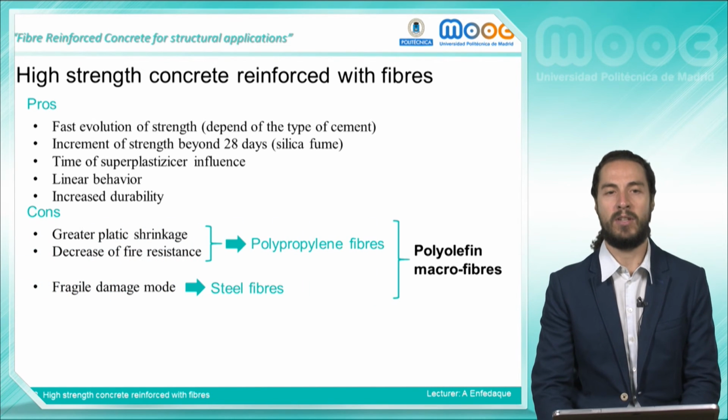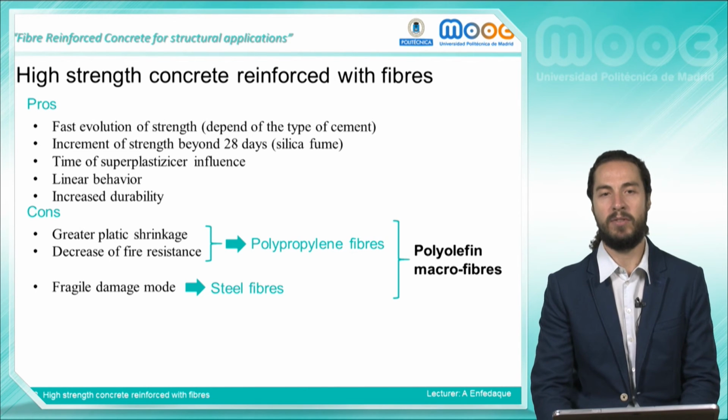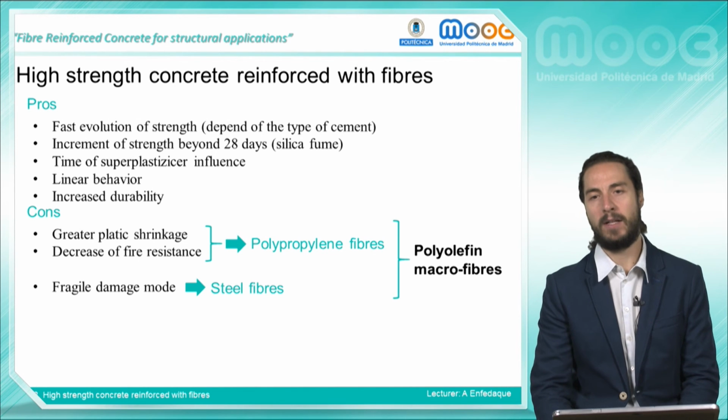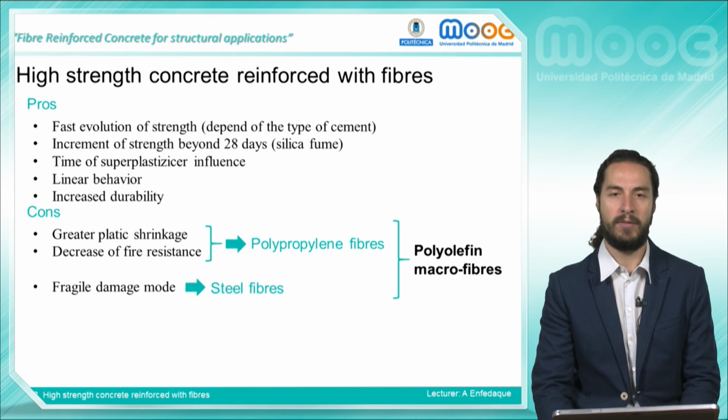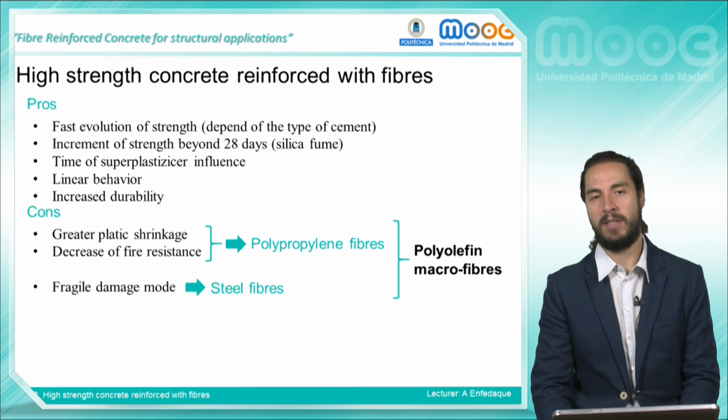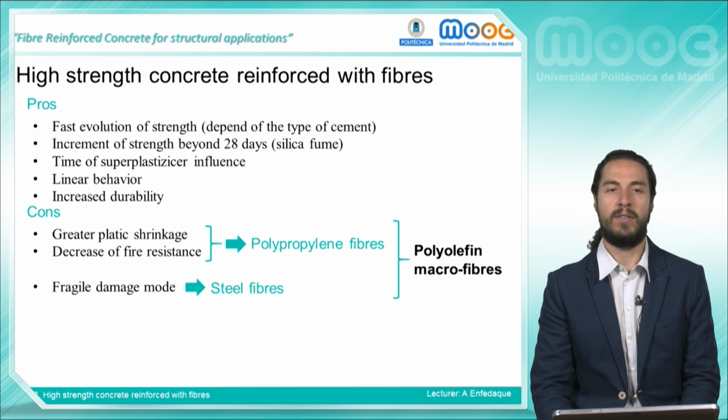To improve and overcome some of these problems, the use of fibers is highly recommended. To reduce the plastic shrinkage and to improve the fire resistance of concrete, polypropylene fibers are commonly used. In the case of the failure modes, steel fibers are a suitable option. However, a possibility that should be considered is the use of polyolefin macrofibers to solve all the issues that were previously commented.